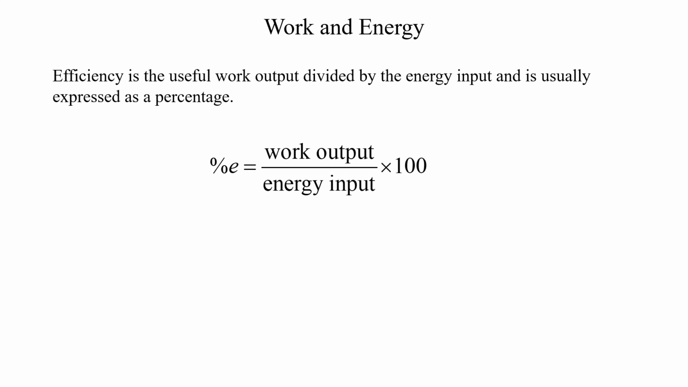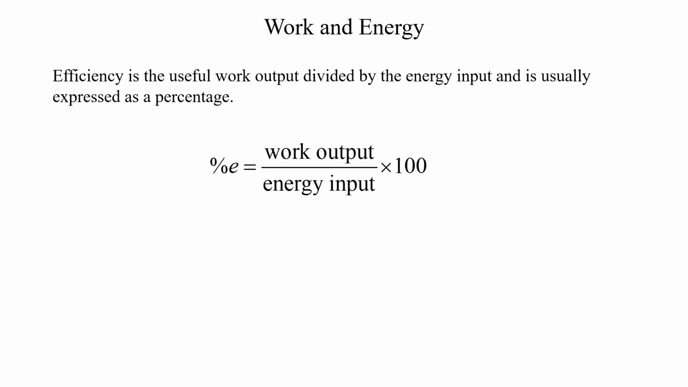All right, another term that's important is called the efficiency. The efficiency is the useful work output divided by the total energy input, and it's usually expressed as a percentage. So the percent efficiency equals the work output over the energy input. So we want the useful work out divided by the total energy in. And then that ratio, of course, is going to be less than 1. So to make it a percentage, you multiply by 100.